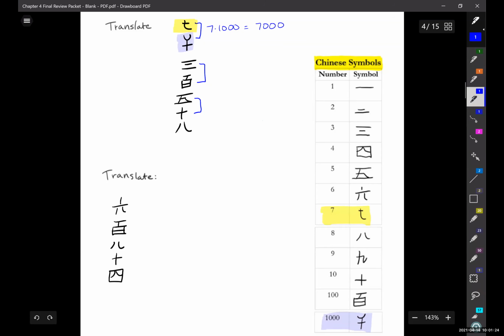Translate each of those pairs and then add it together. So I'll give everybody a moment to attempt these 2 problems.